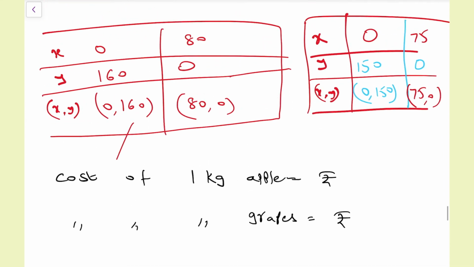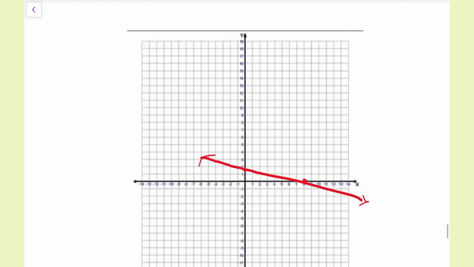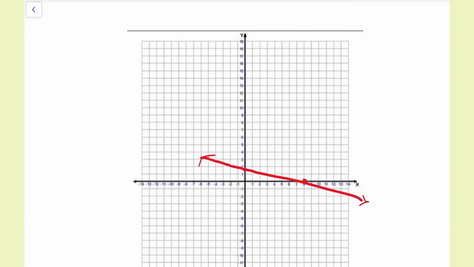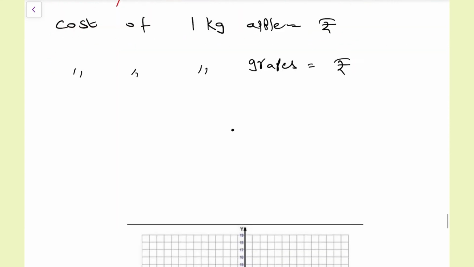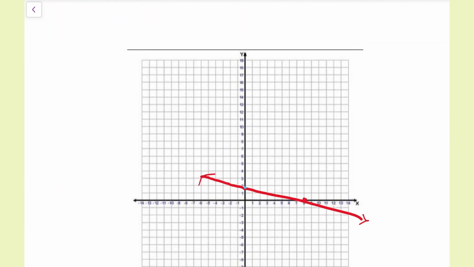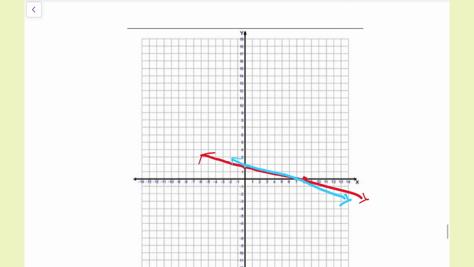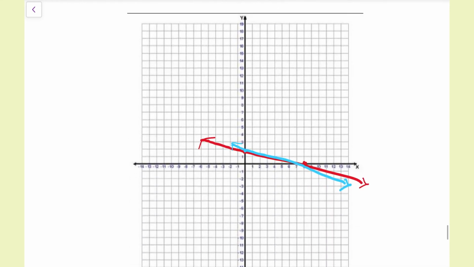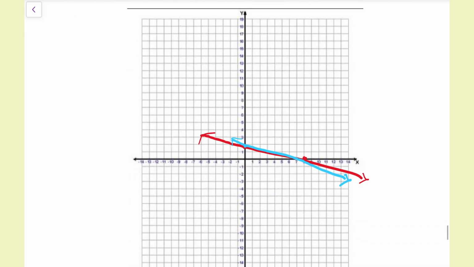Next, the second equation, 0 comma 150. 150 means exactly it is 1.5, right? So just a bit above this. Next, 75 comma 0. 75 is just a bit below this. I'm doing this with the pen, so that's why it is showing a thicker line. Just avoid that, don't worry about it. So this is the graphical representation.